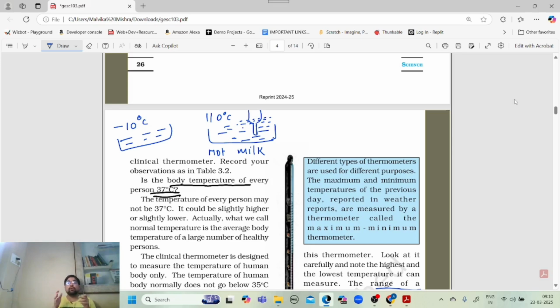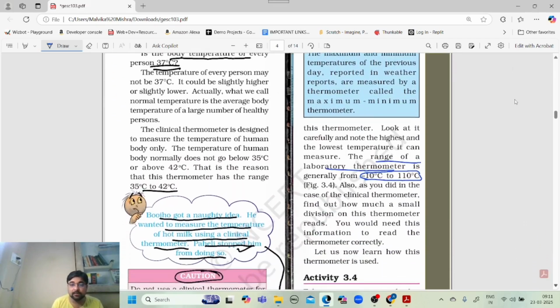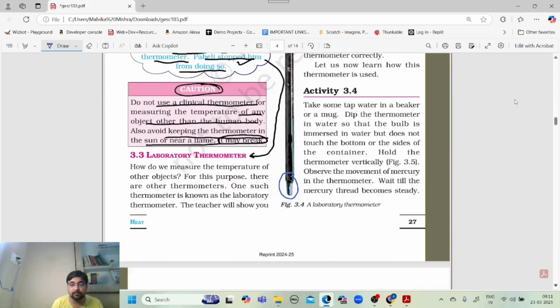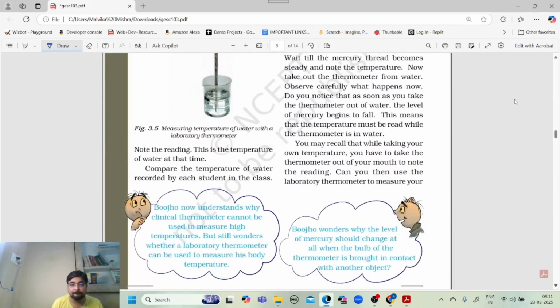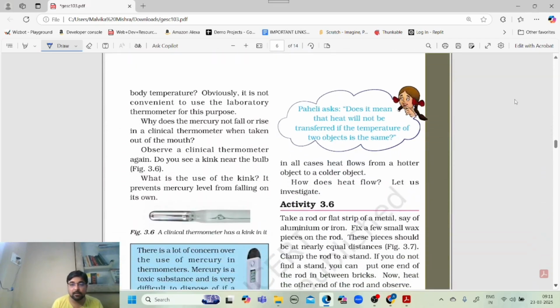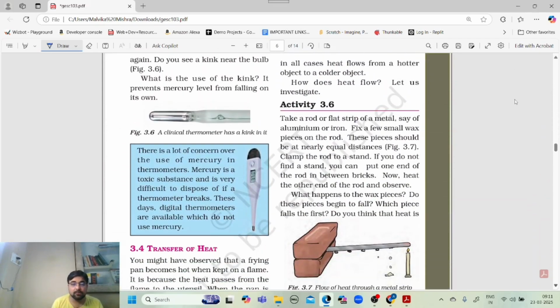So what extra thing is provided in the clinical thermometer which prevents the fall of mercury on its own the moment you take it out from your mouth? That is, you should know here, there is a kink. Right? So there is a kink.